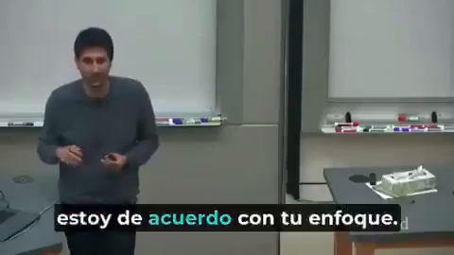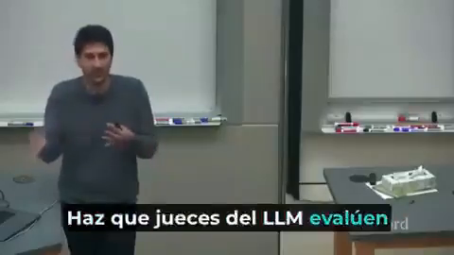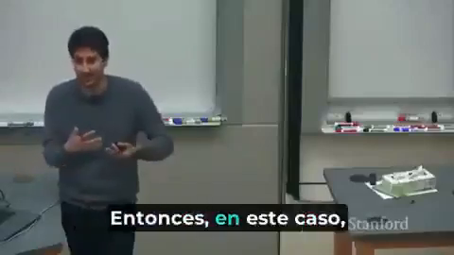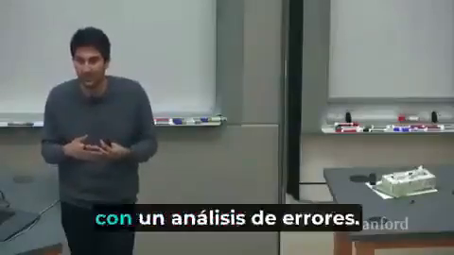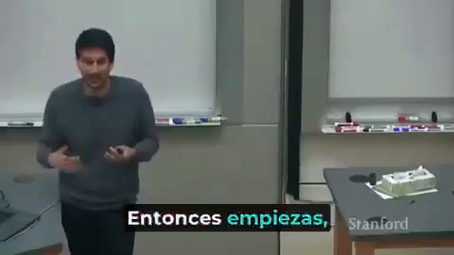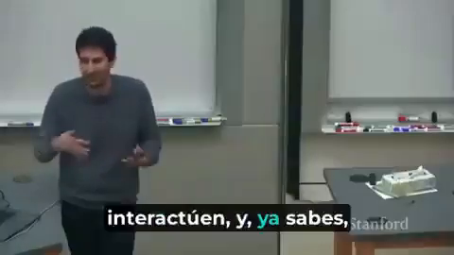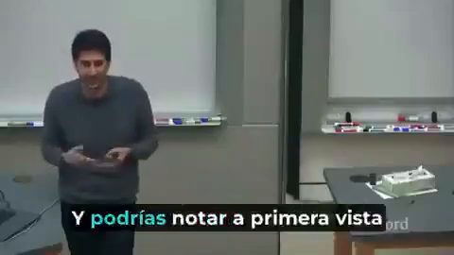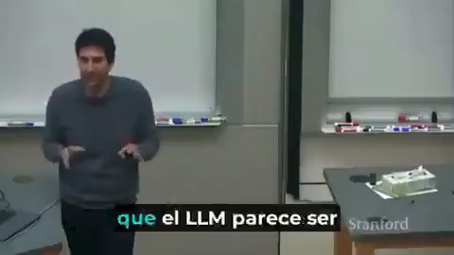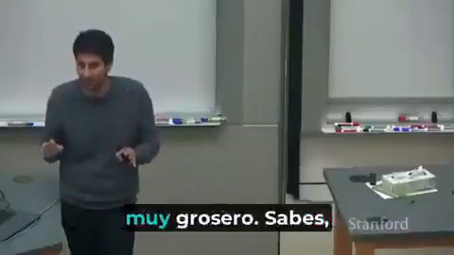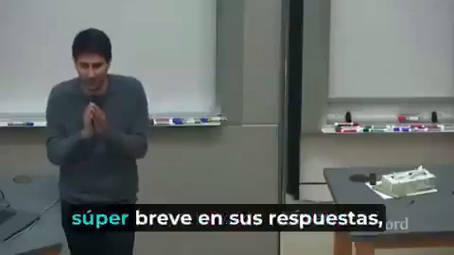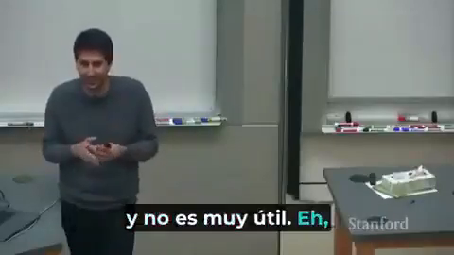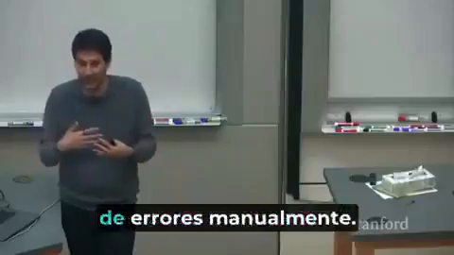Yeah, I agree with your approach. Have LLM judges that evaluate the response against a certain rubric of what politeness looks like. So in this case, you could actually start with error analysis. You have 1,000 users and you can pull up 20 user interactions and read through them. And you might notice at first sight, the LLM seems to be very rude. It's super short in its answers and it's not very helpful. You notice that with your error analysis manually.